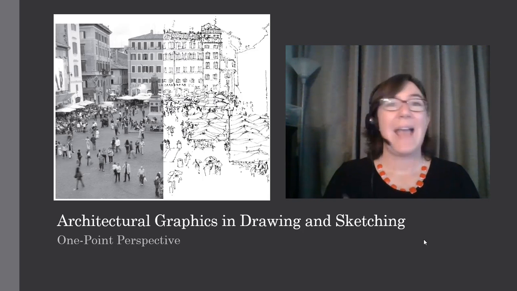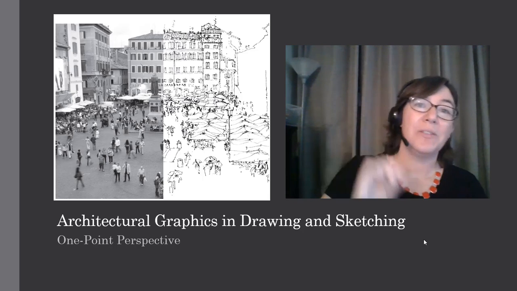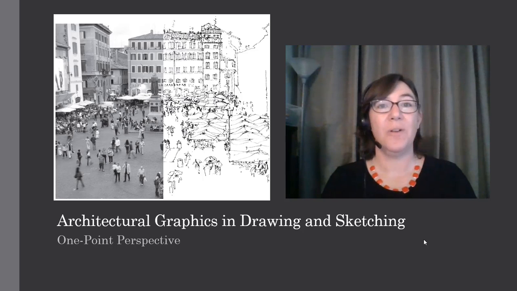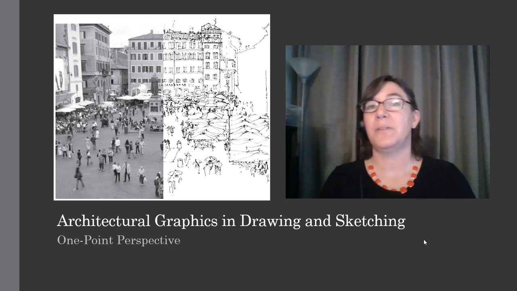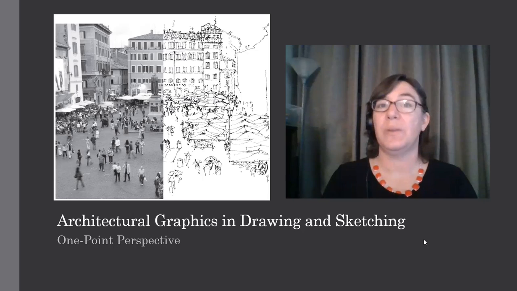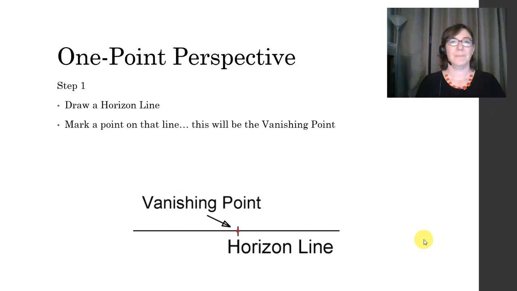Welcome back. How do you construct a one-point perspective drawing? Well, let's start with a simple one and take you through it step by step. Step 1, draw a horizontal horizon line and then mark a point on that line. That's going to be your vanishing point. I suggest everyone go ahead and pull out a pencil and paper and follow along.